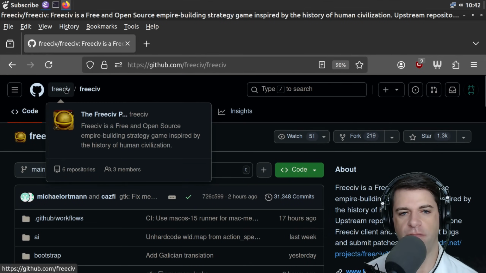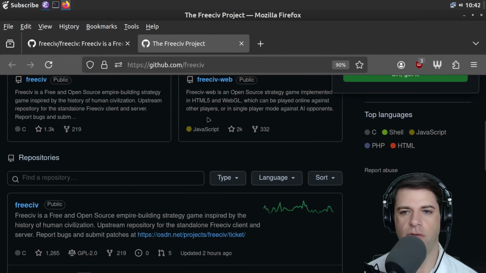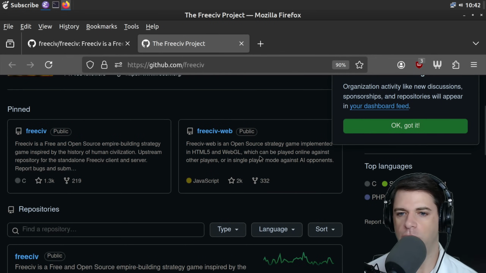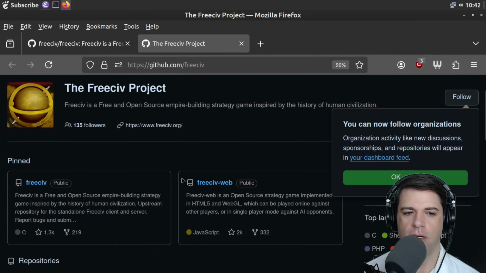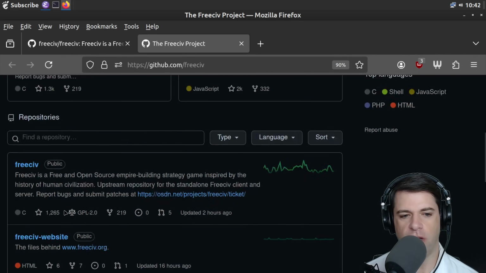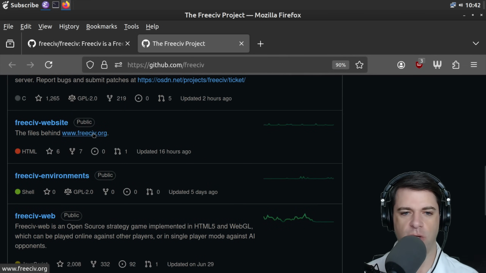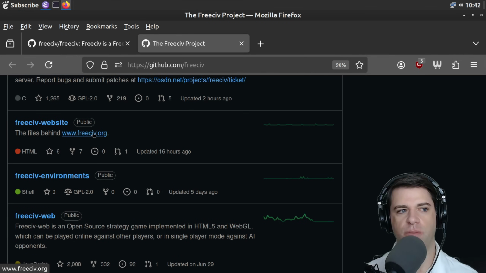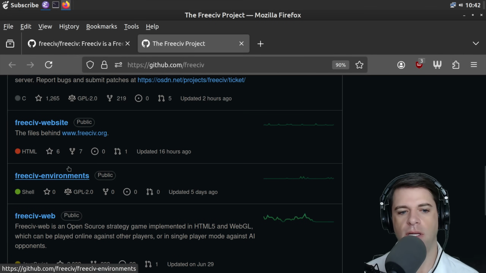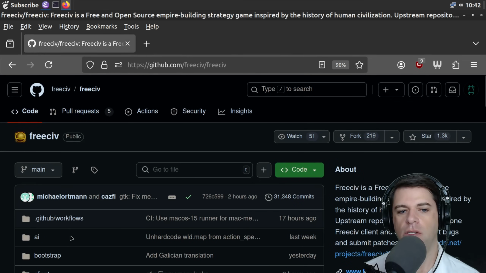So we have this Freeciv organization. Let's see if they have any other repos that are worth knowing about. We have the Freeciv web, which I'm going to assume is like a web client. I don't know if it's a re-implementation or if it plays a Freeciv game served by this Freeciv repo that we're looking at currently. And we have the website, presumably, here we go, freeciv.org. That's like the landing page for the project. And then we have Freeciv environments. I don't know what that's about. And a meta server. Okay. So we're in the right place.